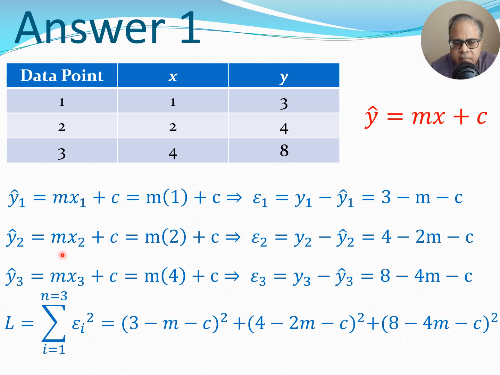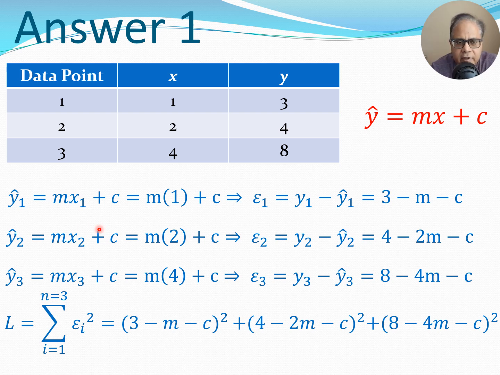Now the same thing we continue with data point 2. So in that case we have y hat 2 is mx2 plus c. Now x2 is simply 2, so I substitute it here, and then I get epsilon 2 is y2 minus y2 hat, which gives me 4. See, the value of y here is 4. So 4 minus 2m minus c. 2m plus c is simply this value here for y hat 2.